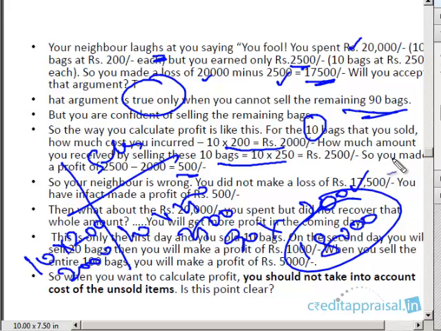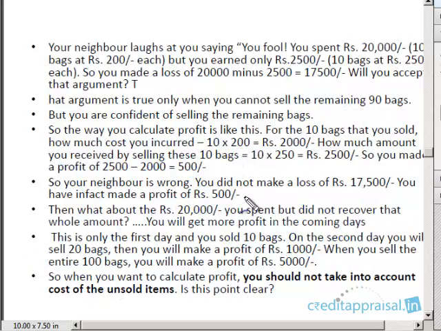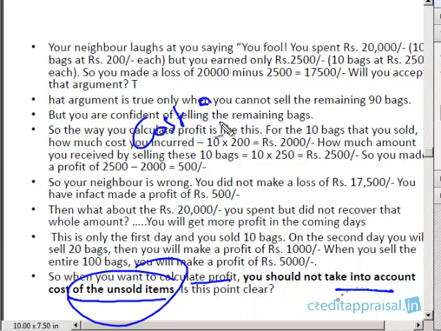You're not going to show it on the first day. For the first day, you're not going to show the 18,000. You're going to show the cost of only 2,000, right? The 18,000 you're going to take when you actually sell the remaining 90 bags, right? So when you want to calculate profit, you should not take into account the cost of unsold items. Please make this point very clear.